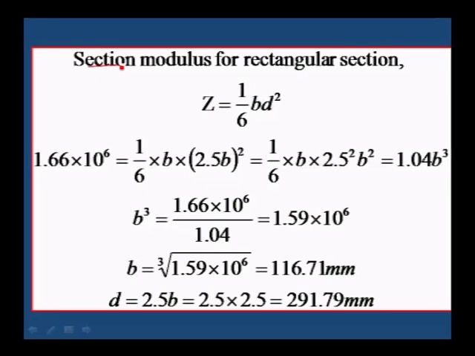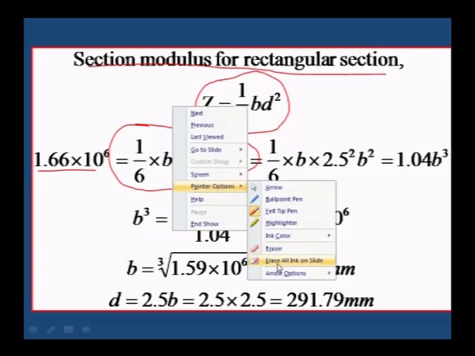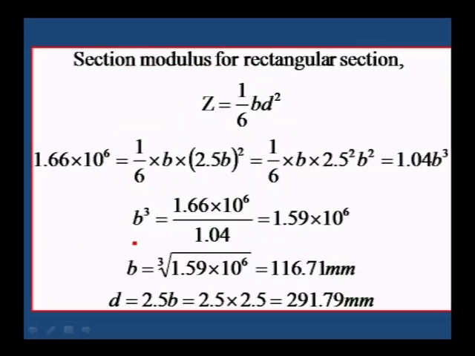Section modulus for a rectangular beam is given by Z = 1/6 BD square. We equate M, which is 1.66 into 10 to the power of 6, to Z into F. Then B cube is equal to 1.66 into 10 to the power of 6 by 1.04. Therefore, B is the cube root of 1.59 into 10 to the power of 6, that is equal to 116.71 mm.